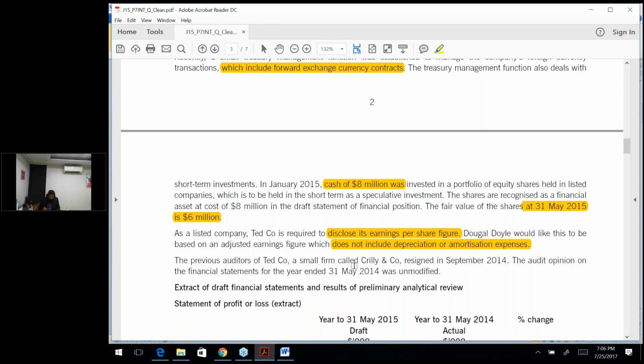The previous auditors of TED are a small firm called Crelly and Company. They resigned in September 14. The audit opinion on financials for the year was unmodified. Now, understand one thing. Whenever you take over as an auditor, it's very important to know why the previous auditor left. Over here in this case, the previous auditor might have left because the company became listed or was about to be listed. So it was not possible for a smaller firm to continue auditing this company. They might have resigned for this reason.